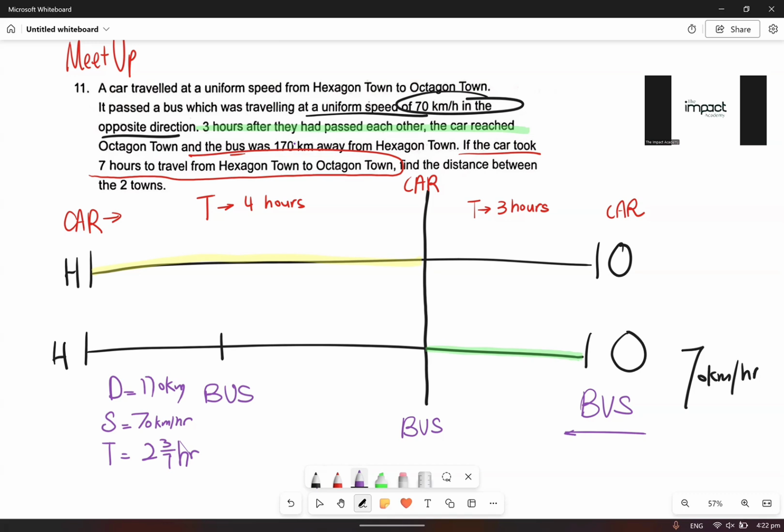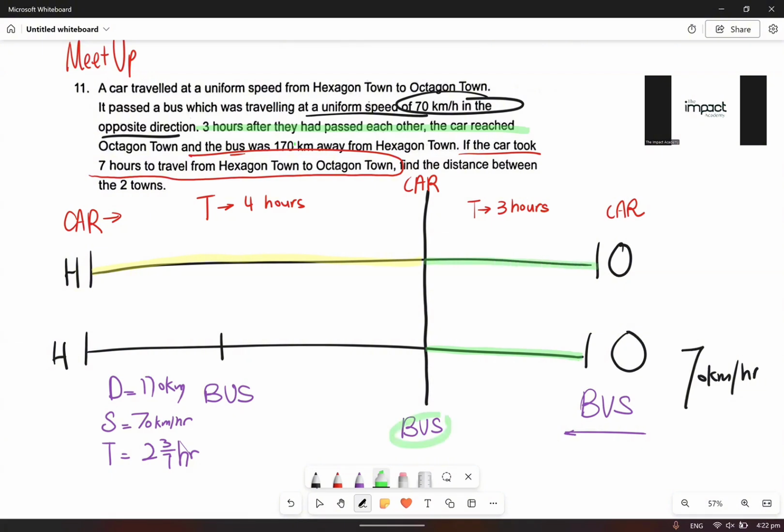What else can we do? Well, I don't know if you realize that something is 3 hours. Where is that 3 hours? The time taken for the car to go to octagon town. So from the car to the octagon town is 3 hours, right?